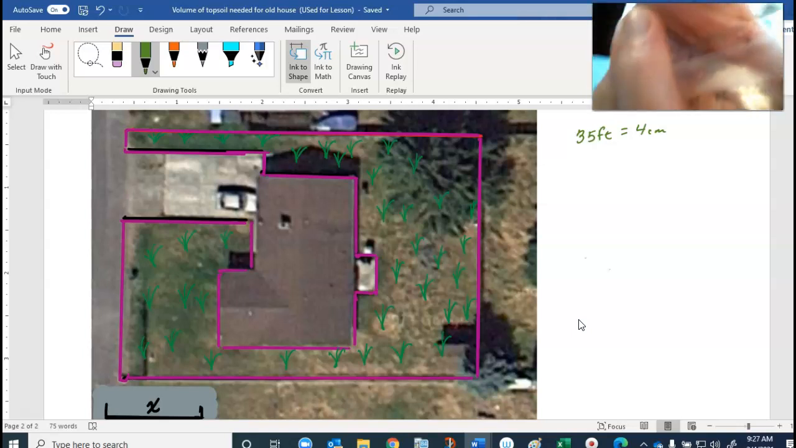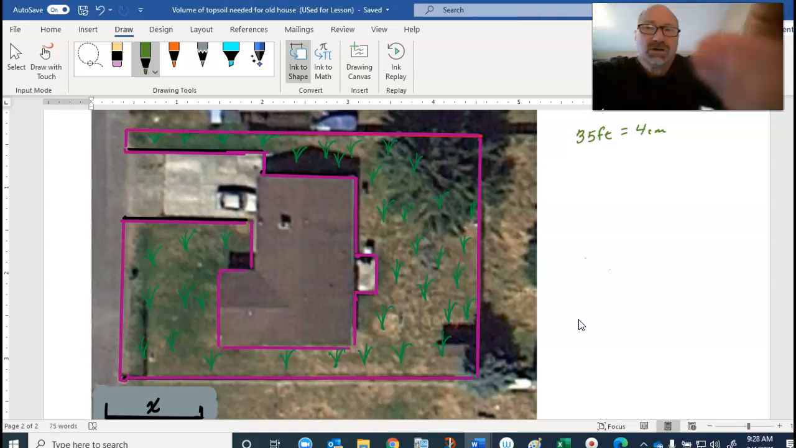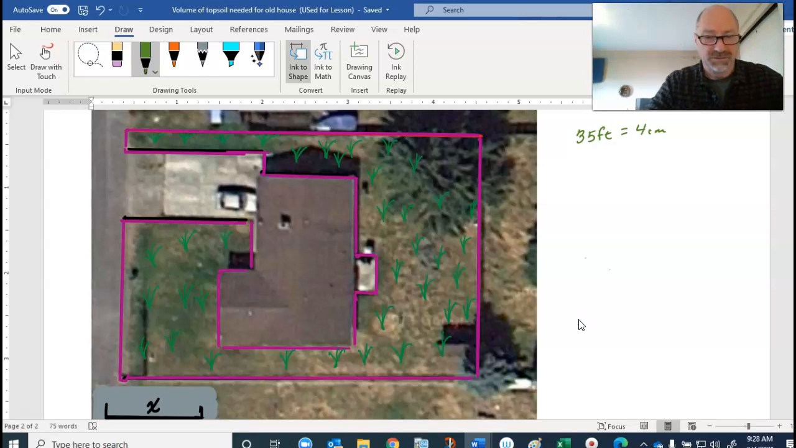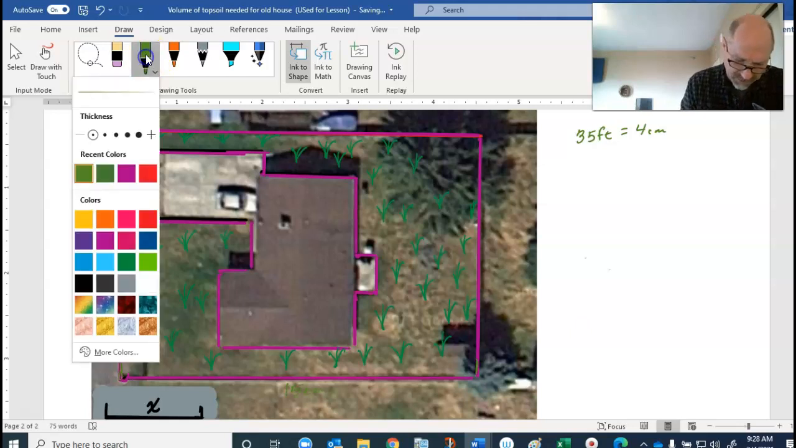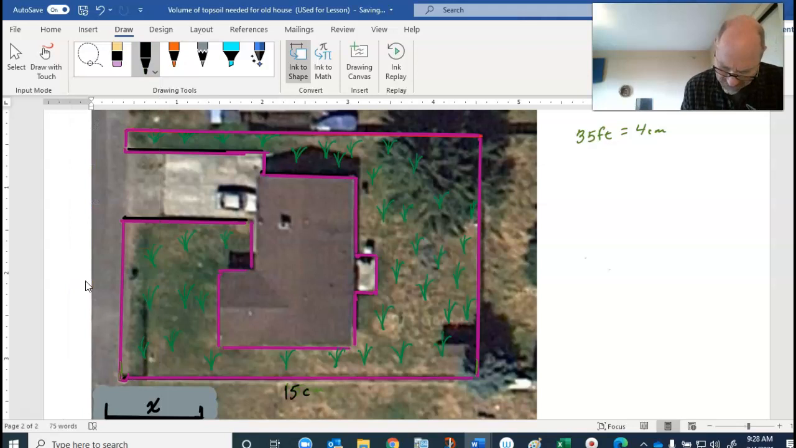So I'm just going to write those dimensions. I'm going to do that all around here. So you'll see me writing the dimensions on this. I'm going to measure along the base, and from this mark to this mark, this was 15 centimeters. I don't think you can see that very well. Let me change the color. This is 15 centimeters.